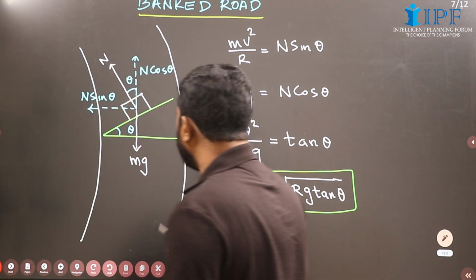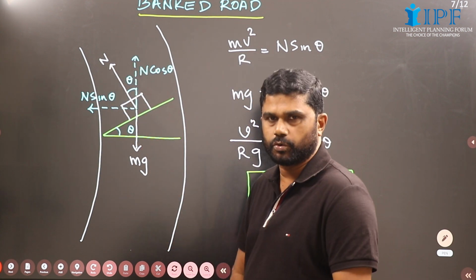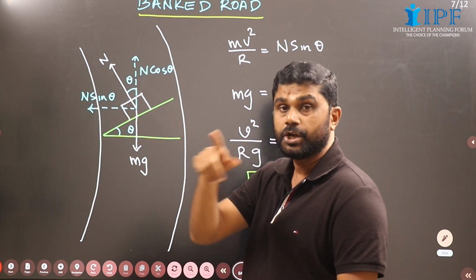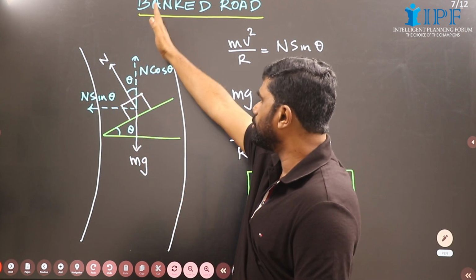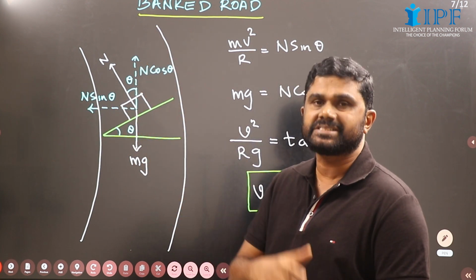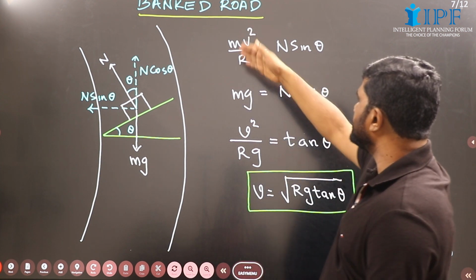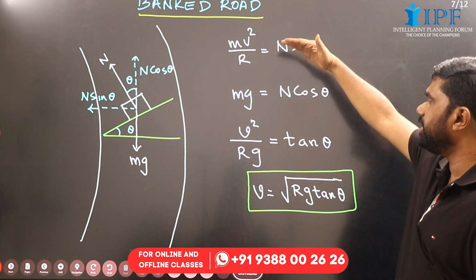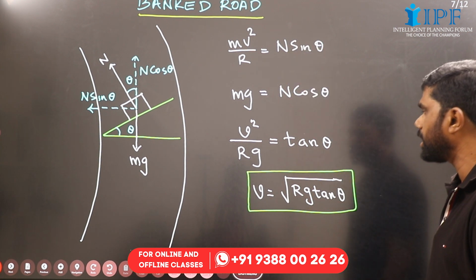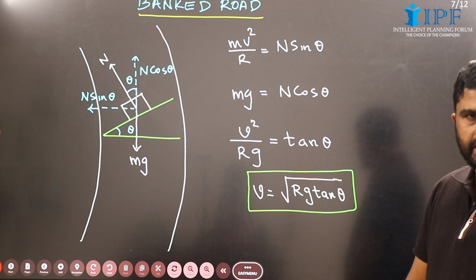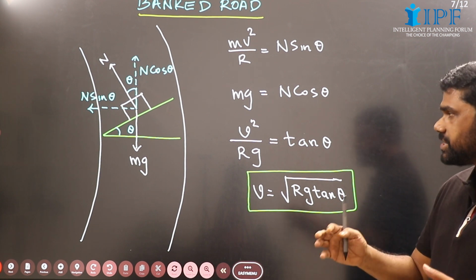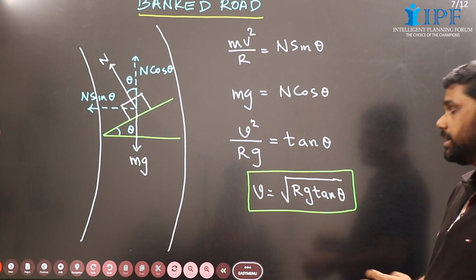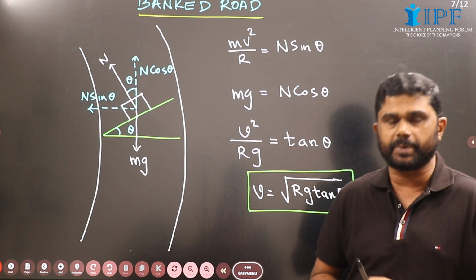Now normal reaction will be normal to the plane of the road. N can be resolved into two components: N sinθ to provide the centripetal force and N cosθ to balance the weight. So mv²/r = N sinθ and mg = N cosθ. If we divide these two, we get v²/(rg) = tanθ. So the speed with which the vehicle can take the turn, v = √(rg tanθ), is called the critical speed.